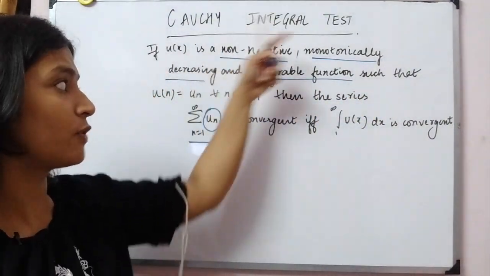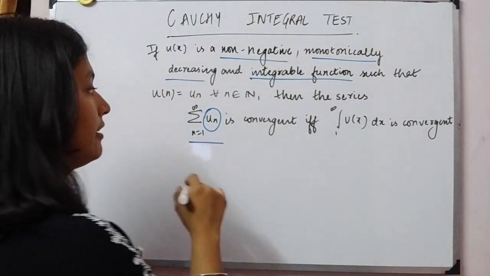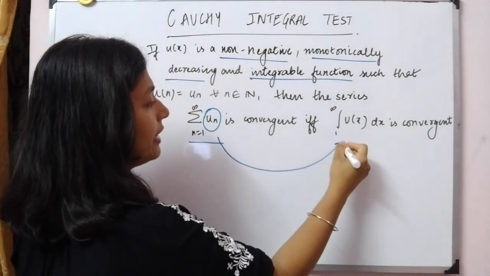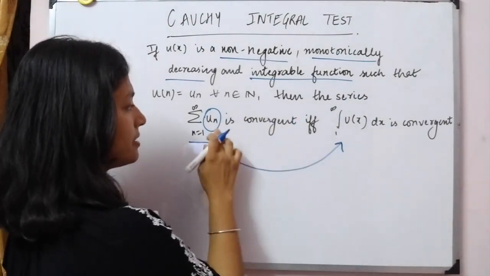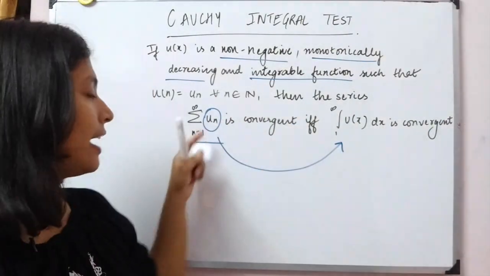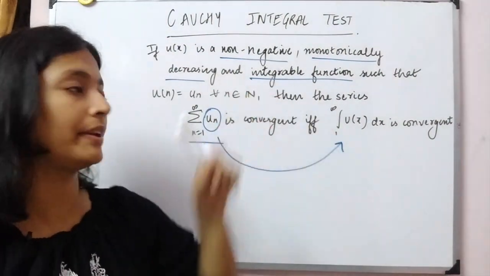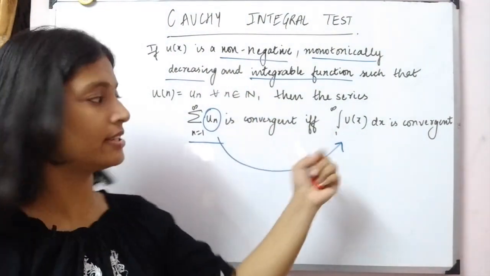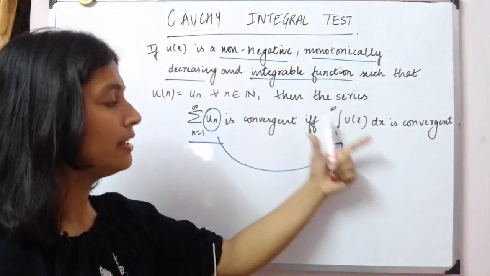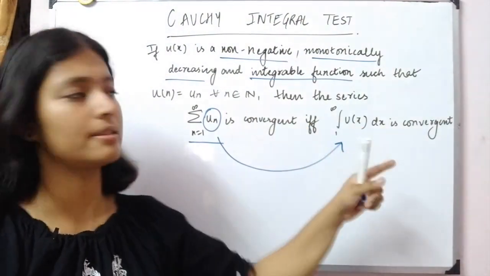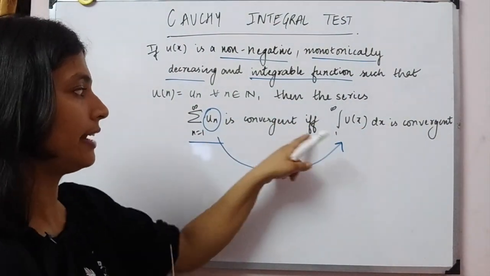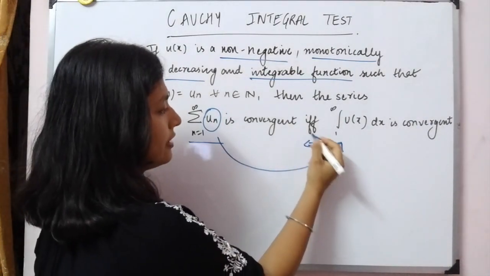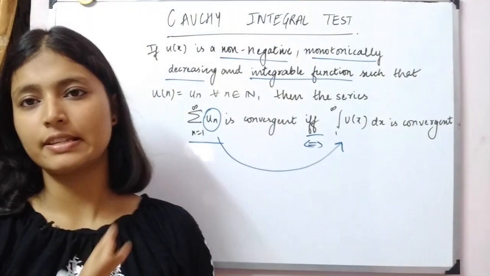If it satisfies all the three conditions, then we can convert the series into an integral, keeping the nth term same, replacing n by x, and then integrating it from 1 to infinity and checking if this is a finite term. If this is a finite term, this means this part is convergent, this implies this is also convergent. It is an if and only if result. I hope the definition is pretty clear.